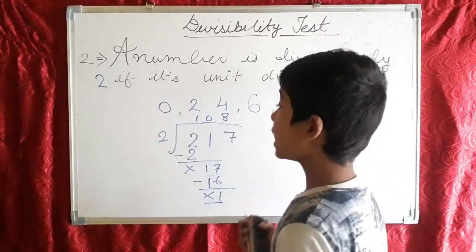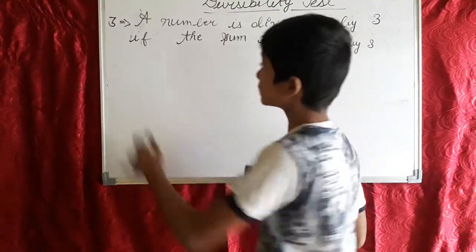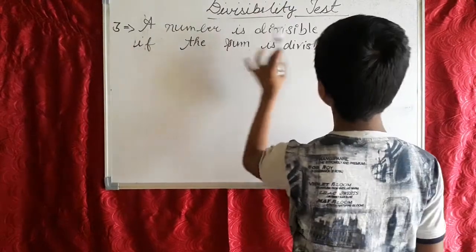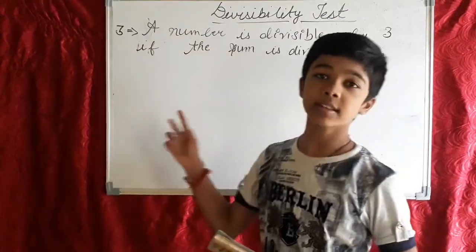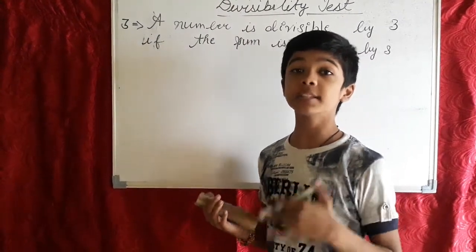So the divisibility test of 2: a number is divisible by 2 if its unit digit is 0, 2, 4, 6 or 8. Now we will show you the third divisibility test. So friends, come to our third divisibility test. What is our third divisibility test? A number is divisible by 3 if its sum of digits is divisible by 3.